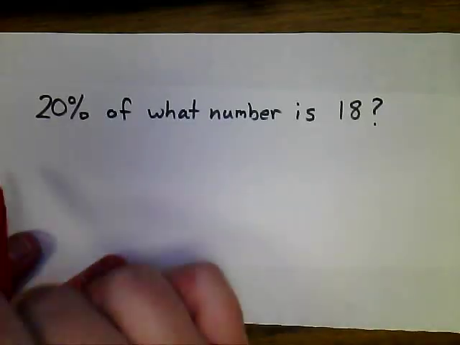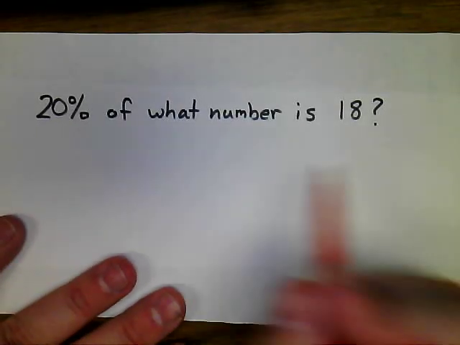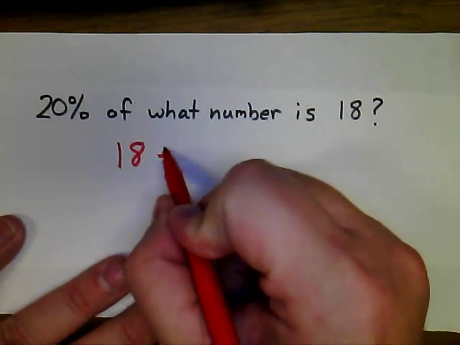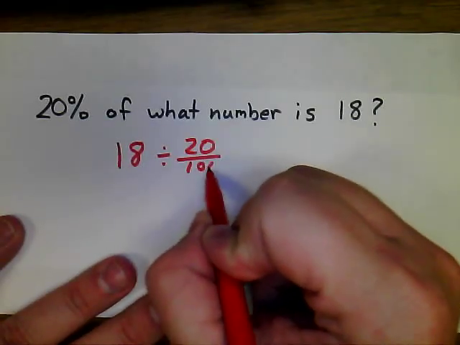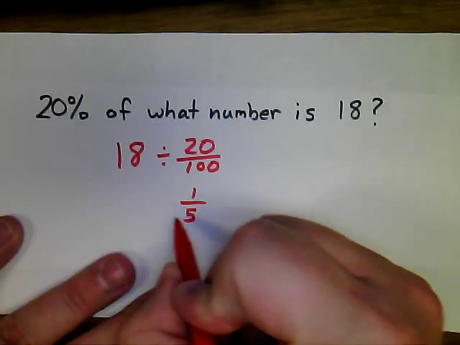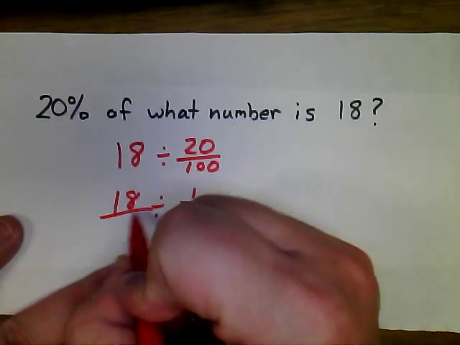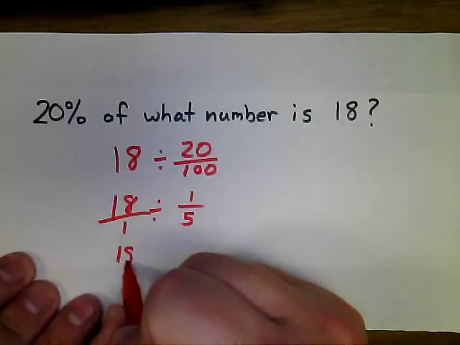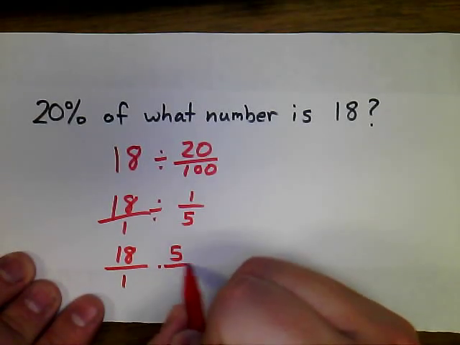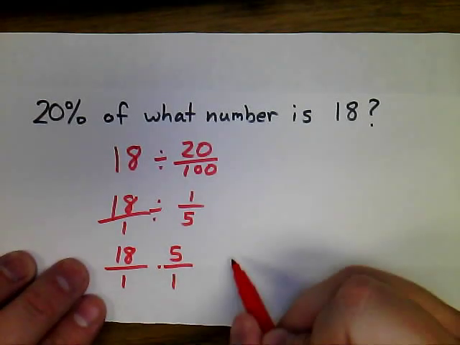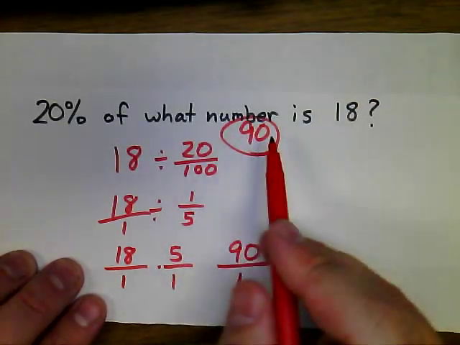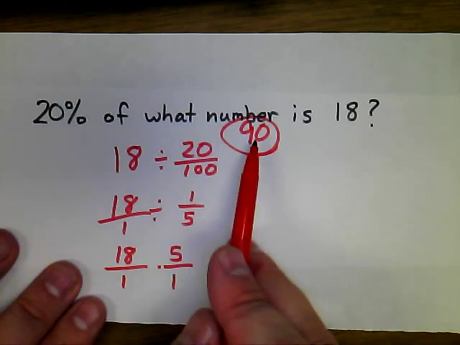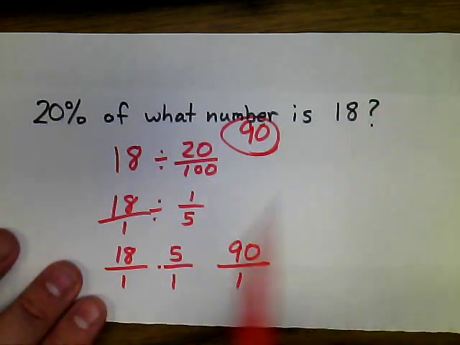Another example here, 20% of what number is 18? Again, here's my part. And I'm going to divide it by my 20%. Now, 20% is 20 over 100. That can be simplified to 1/5. So 18 over 1 divided by 1/5 becomes 18 over 1 times 5 over 1. 18 times 5 is 90. And my answer here is 90. And again, I can do mental math. 10% of 90 will be 9. 20% will be 18. So I know that I did this right.